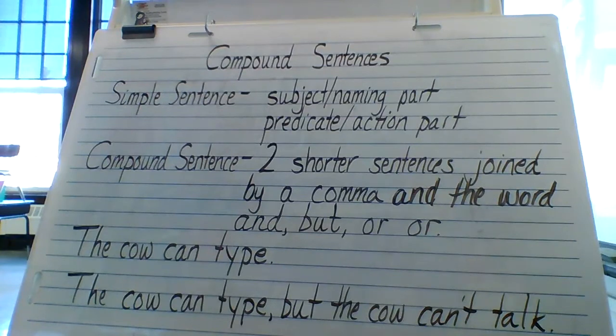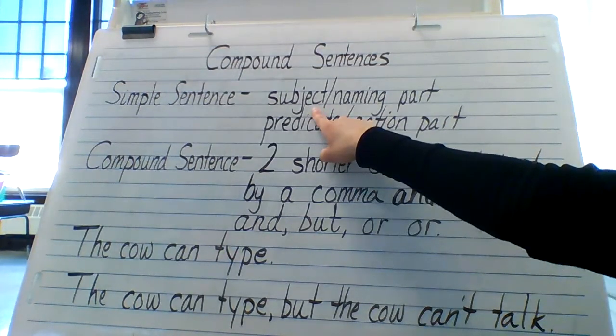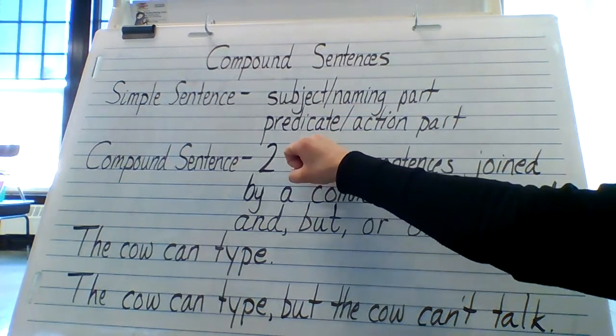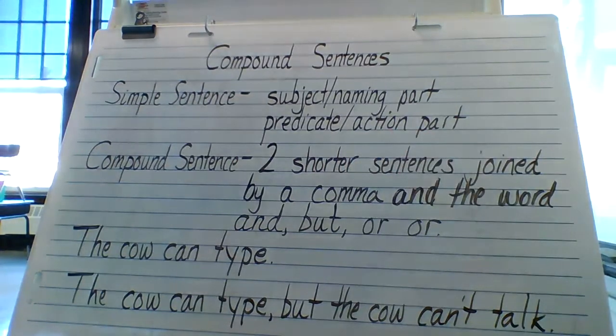And we know that a sentence has to have a subject, which we sometimes call the naming part, and it also needs to have a predicate, which we sometimes call the action part. And when a sentence has a subject and a predicate, we call it a sentence. It can also be called a simple sentence. Okay, which is just the same thing that we've been working on, a sentence, okay?